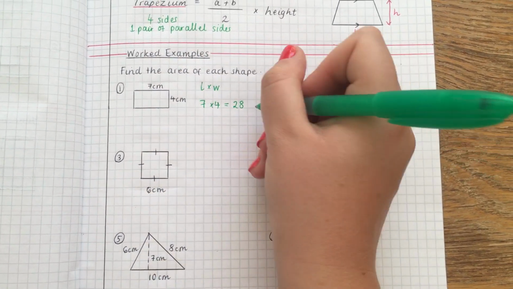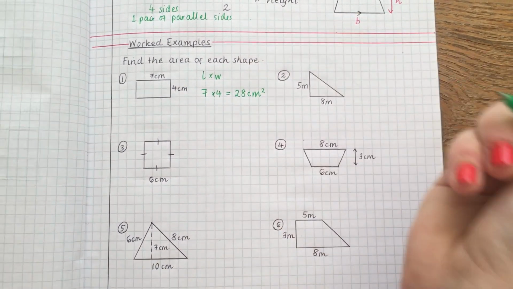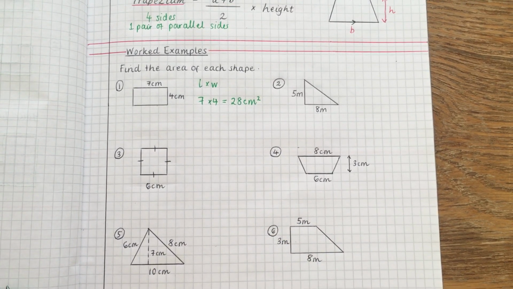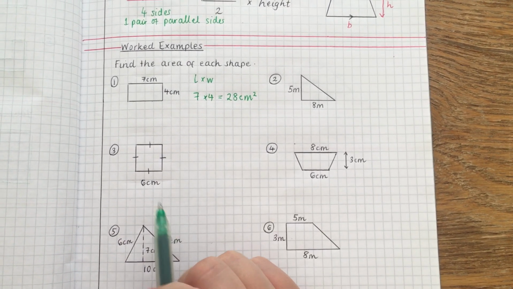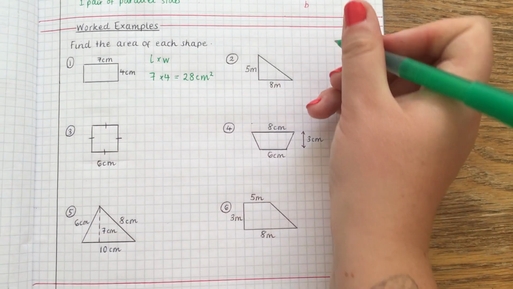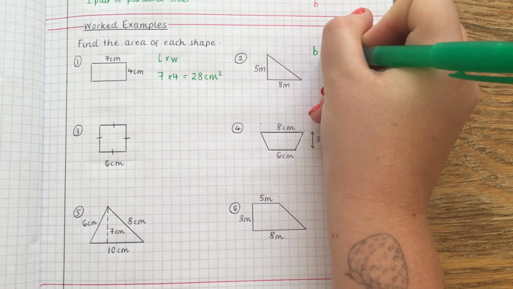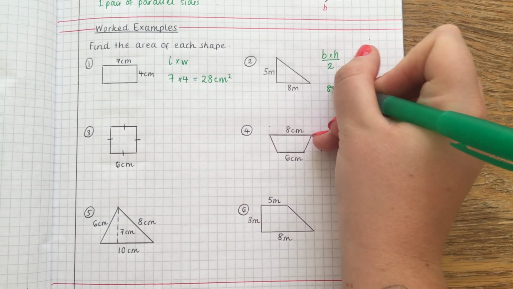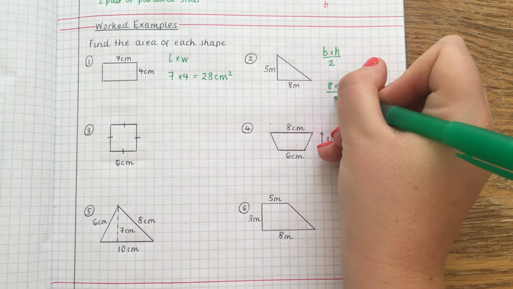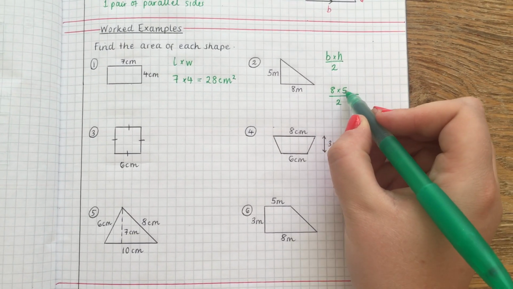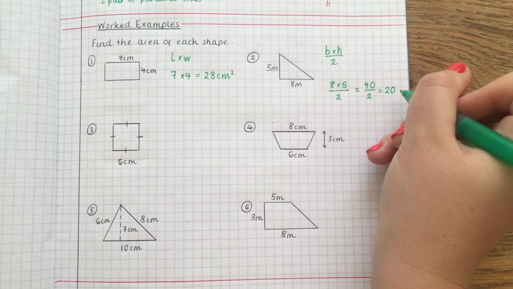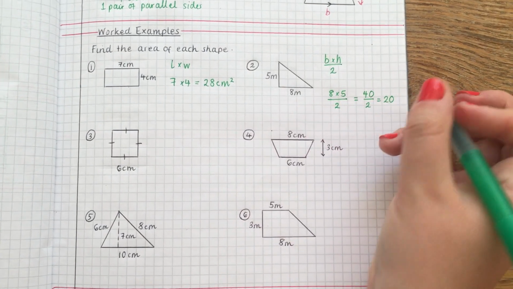Now, don't forget your units. Area is centimetres squared. This is centimetres here, so we use centimetres here, and it's squared because it's area. And that is your final answer, nice and easy. Question 2 is obviously a triangle. So we're doing base times height divided by 2. So the base is 8, the height is 5, and then we're going to divide it by 2. So 8 times 5 is 40, divided by 2 is 20. Don't forget your units. This time it's metres squared.